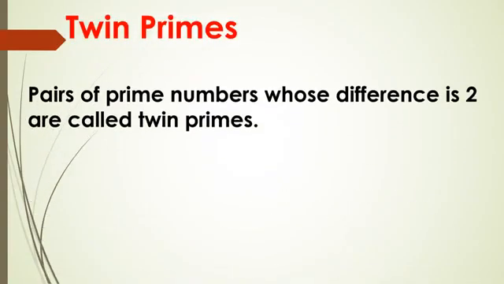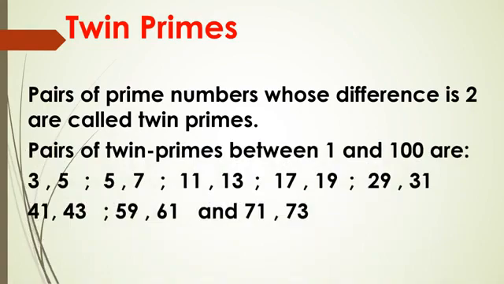A pair of prime numbers whose difference is 2 are called twin primes. Suppose we have 2 prime numbers and their difference is 2. If we subtract them, our answer is 2. Then those 2 prime numbers are called twin prime numbers. We have done one question also.